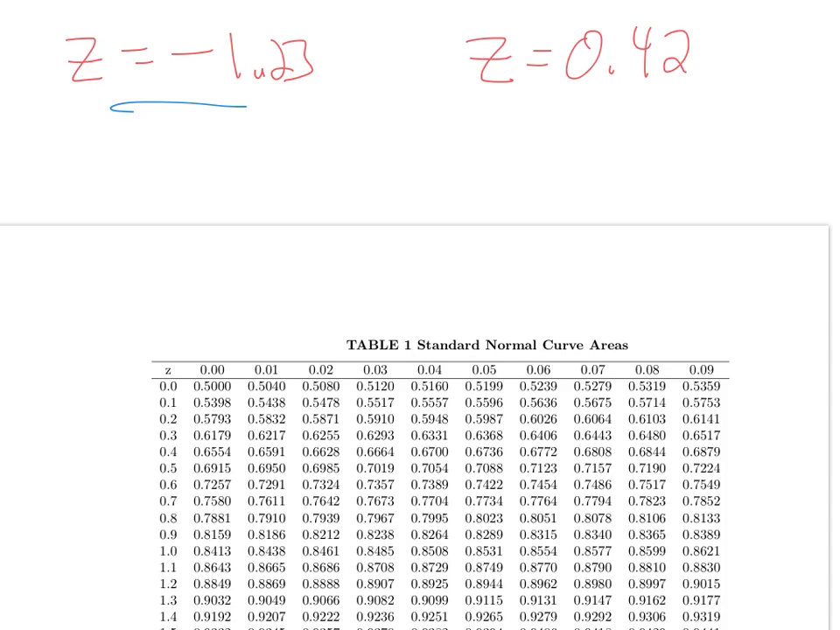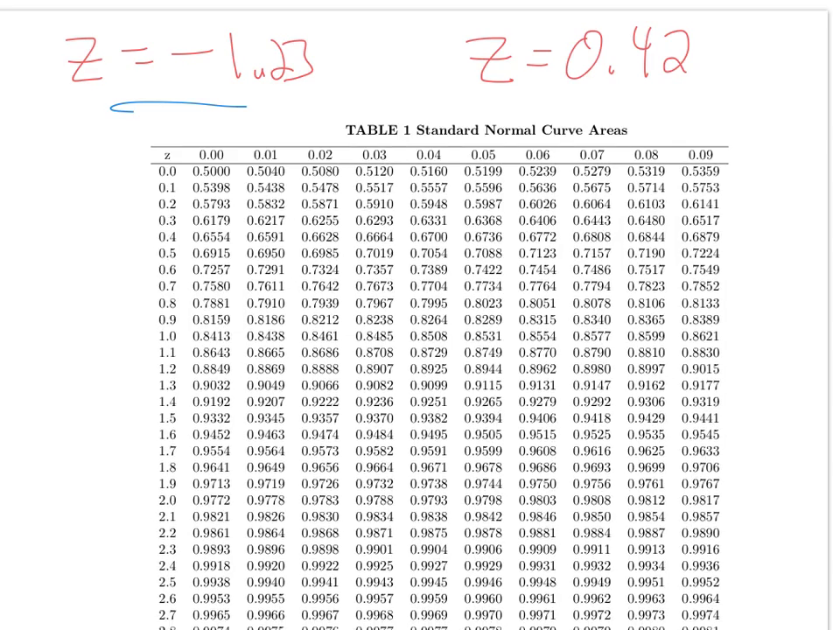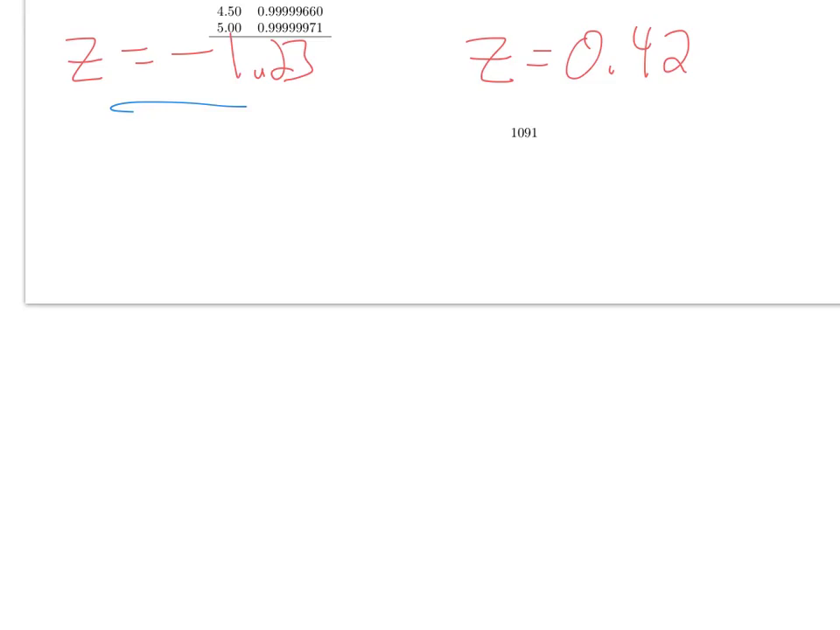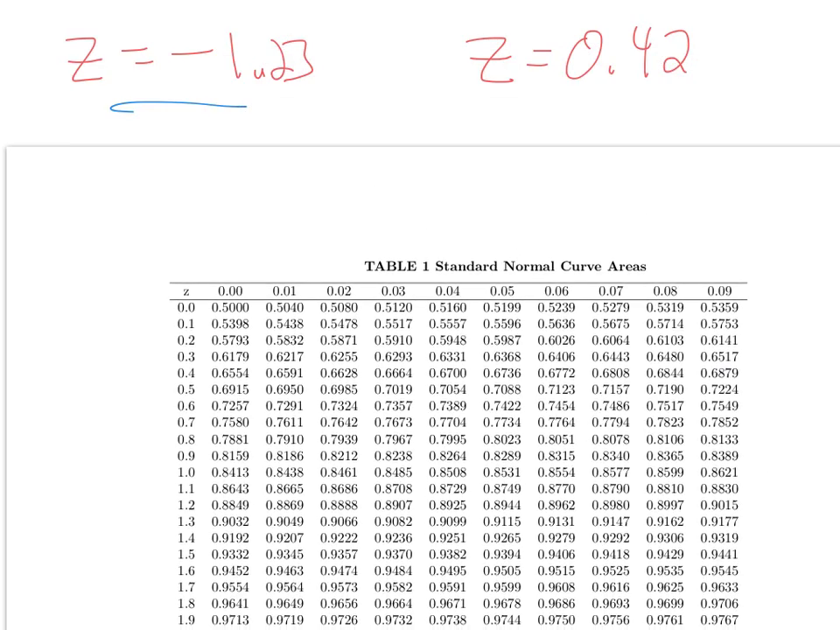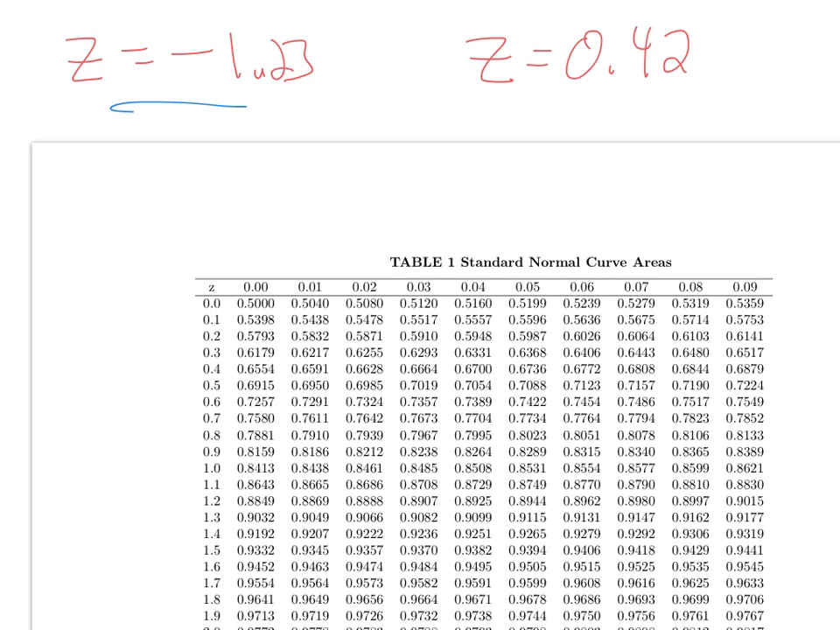If I go to my table, I hope I left both tables here. I didn't. Well, let's look up the 0.42 right now. 0.42 is that probability right there. That makes sense that it's more than 0.5. I better circle it. 0.42. So 0.6628.